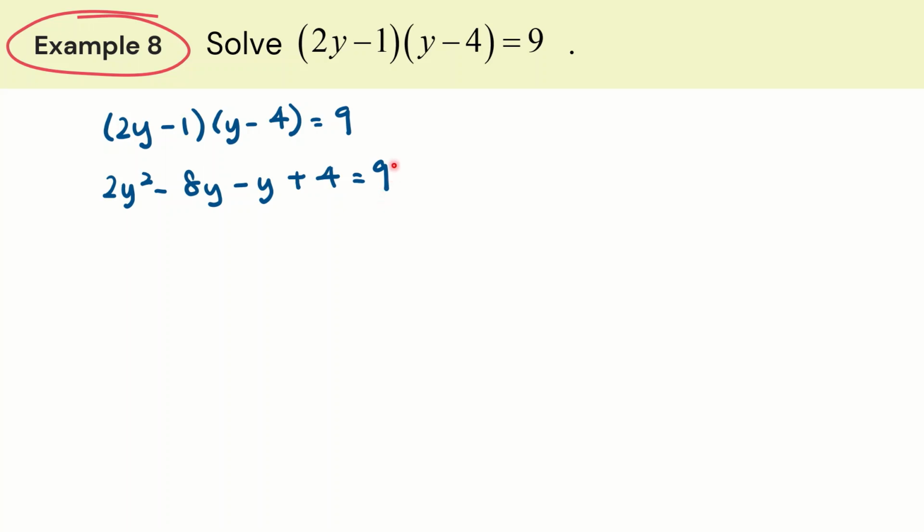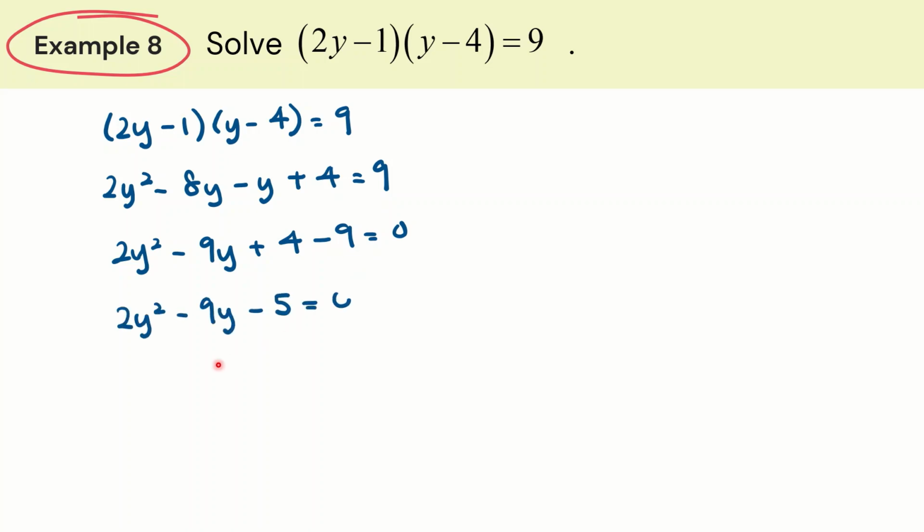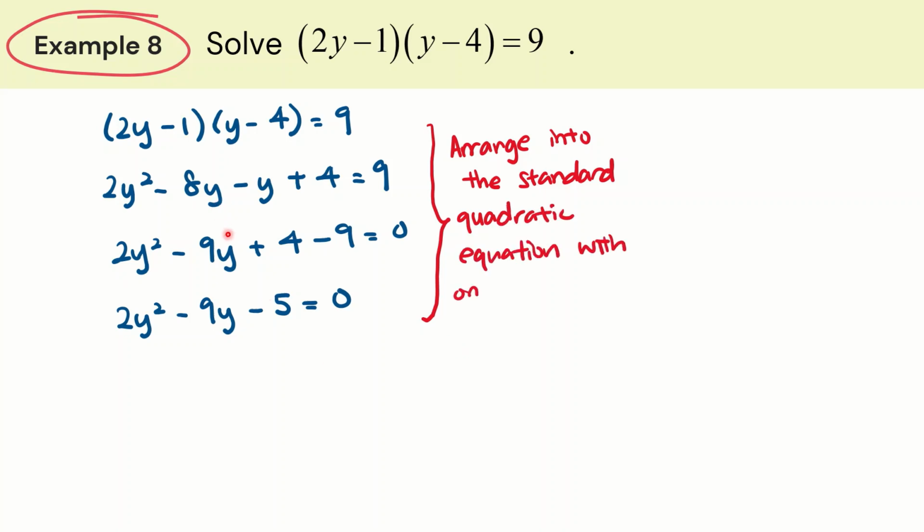We need to have one of the sides equal to 0. So what we will do is subtract 9 on both sides of the equation, or in other words, 9 shifting over to the left, and that will give us a minus 9 over here. With this, I can simplify it to get 2y squared minus 9y minus 5 equals to 0. Again, in this process, I'm rearranging the equation such that it arrives at the standard quadratic equation form with one side of the equal sign equal to 0.